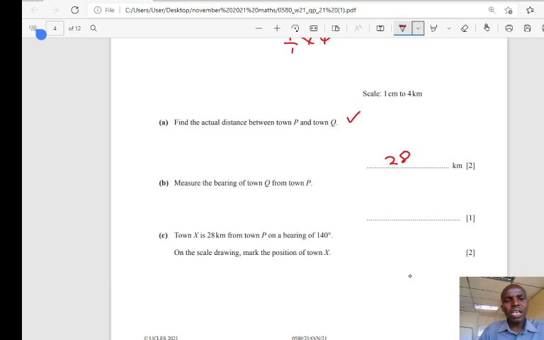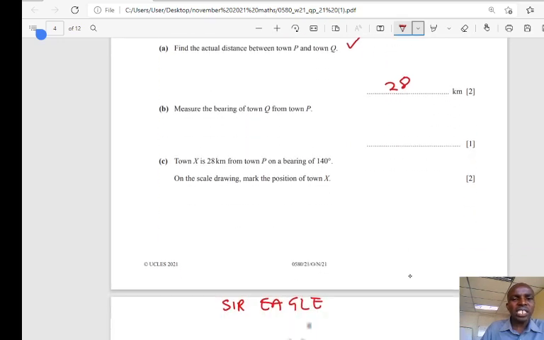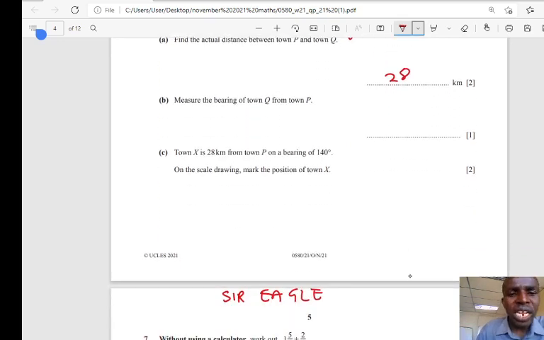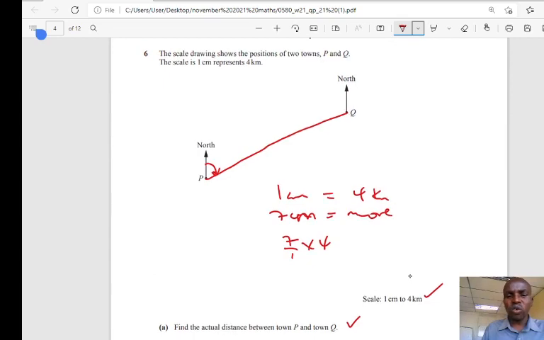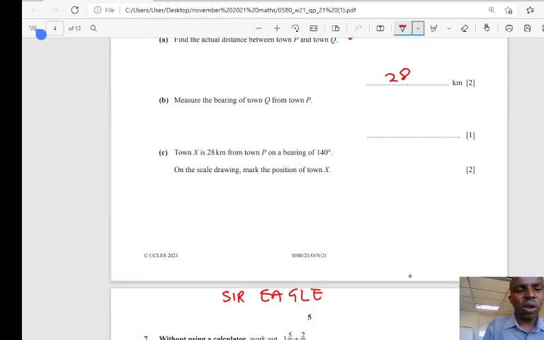Next, town X is 28 kilometers from town P on a bearing of 140 degrees. On the scale drawing, mark the position of town X. Remember here, 28 kilometers is how many centimeters? 1 centimeter is 4 kilometers. So you say 1 centimeter is equal to 4 kilometers. What about 28 kilometers? It's more.